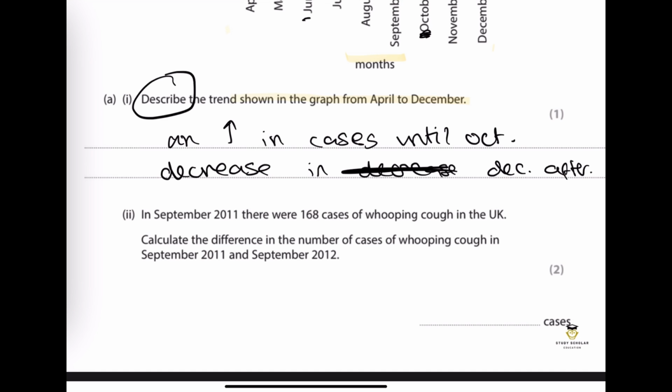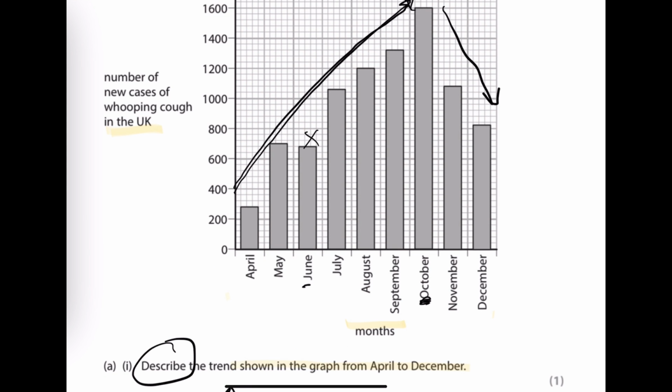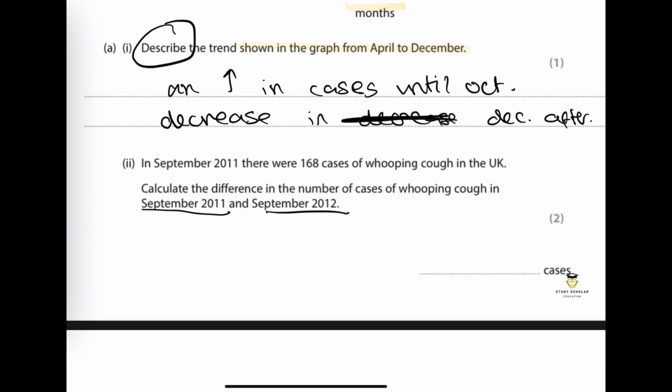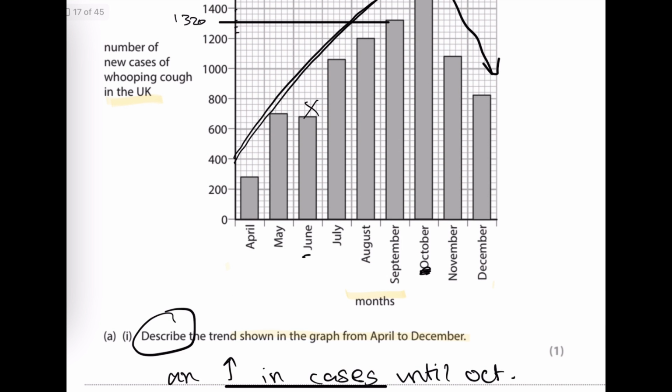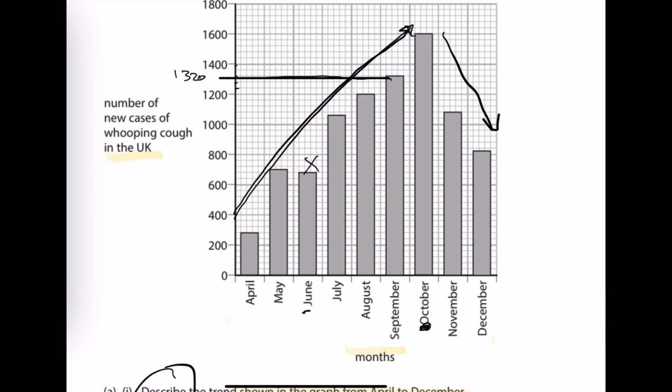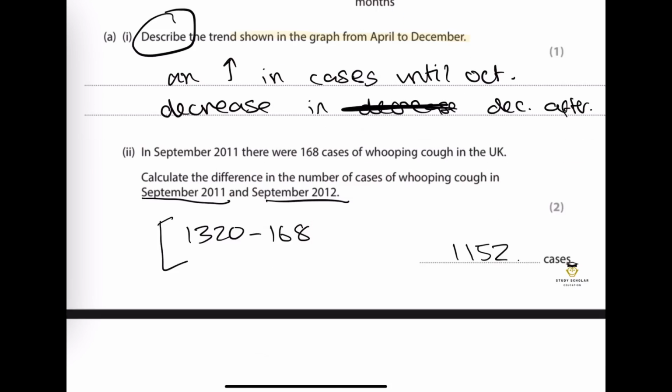Okay, in September 2011, there were 168 cases of whooping cough in the UK. Calculate the difference in the number of cases of whooping cough in September 11 and September 12. We just need to see September 2012 and read from the graph. We can see over here this is around 1320 if we take a scale and see how much. All we do is a simple equation of just subtracting them. So there is a difference of 1,152 cases. Make sure you always show all your working out, and if you do any reading from the graph, make sure you make your line and how you read it very clear, since that's your working out marks.